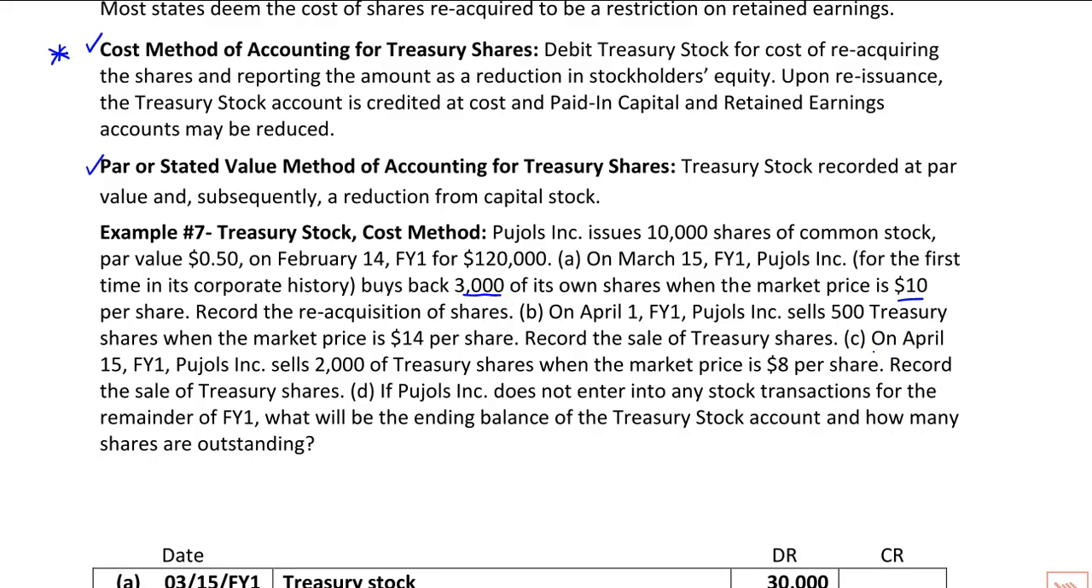And what we're going to see with the treasury stock method, it's really a cost method. It's like inventory. You're going to put it in at cost, and then when you remove these shares, they're going to come out at cost. So these shares are going to come out at $10, but they're going in at $10. Okay, so there's a buyback, and then on April 1st, they're going to sell 500 of those treasury shares when the market price is 14. So that's not bad. They bought low at 10 and they're going to sell high at 14.